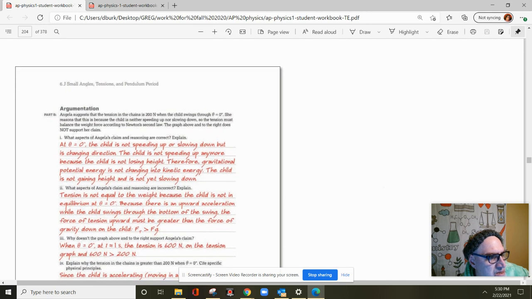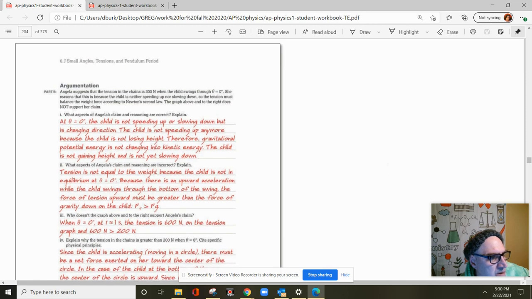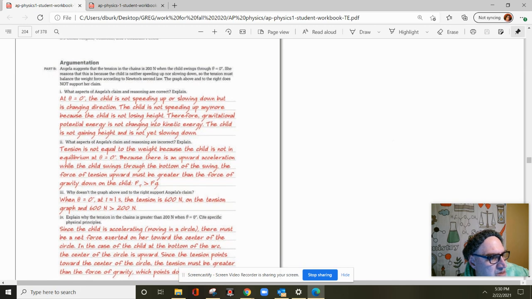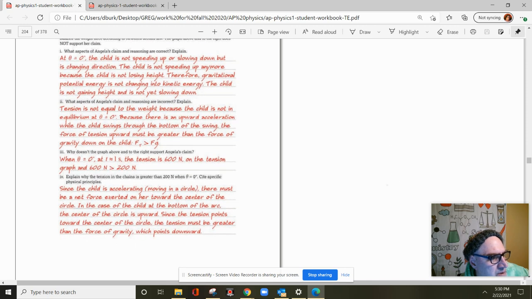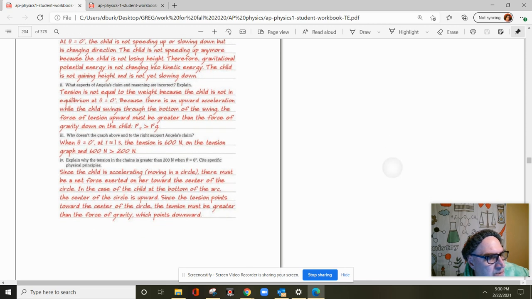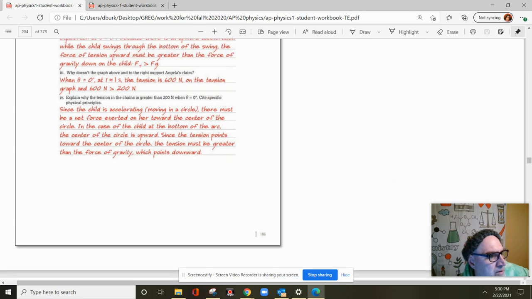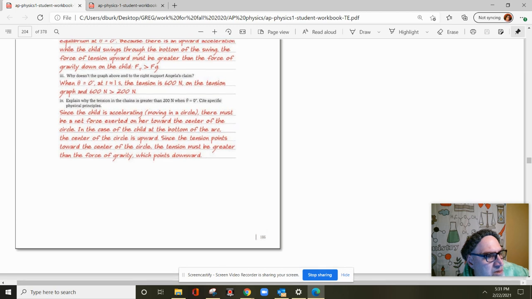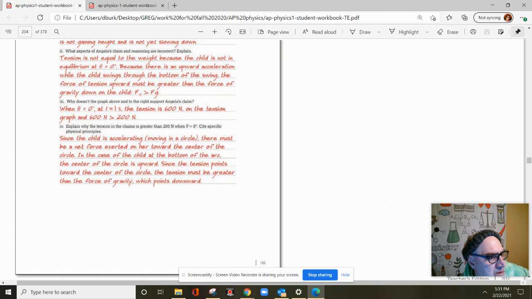Angela suggests the tension changes when the child swings through 0. The child is neither speeding up nor slowing down. What is correct? The child is not speeding up or slowing down, but it's changing direction. And so that is correct. What is incorrect? The tension is not equal to the weight because the child is not in equilibrium. There's a centripetal force there, and so that causes the tension to be greater. Why doesn't the graph above and to the right explain Angela's claim? The tension is 600 at t equals 1 second. The tension on the graph is 600 and 200.